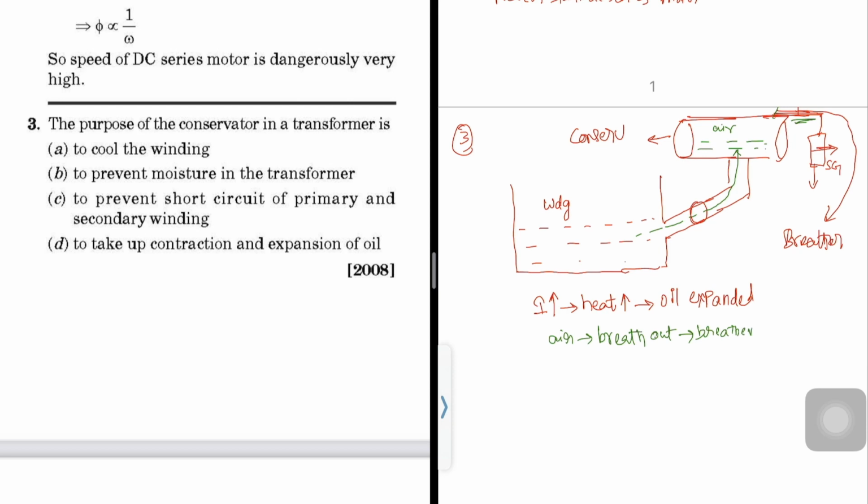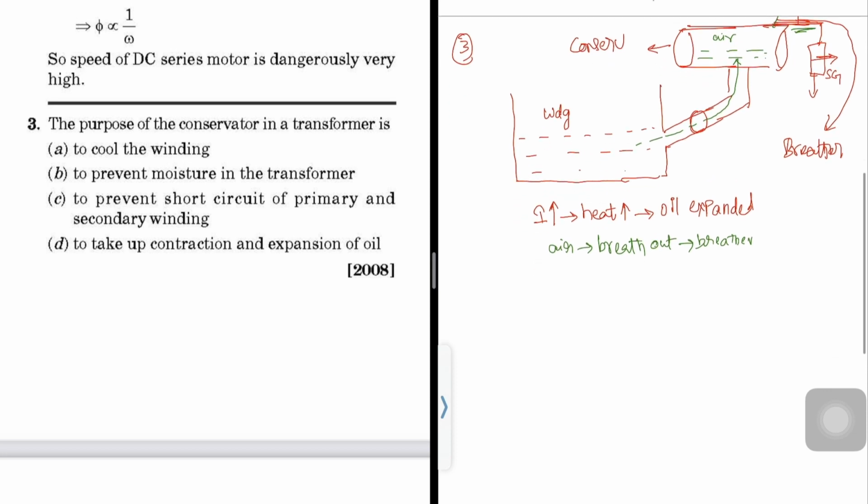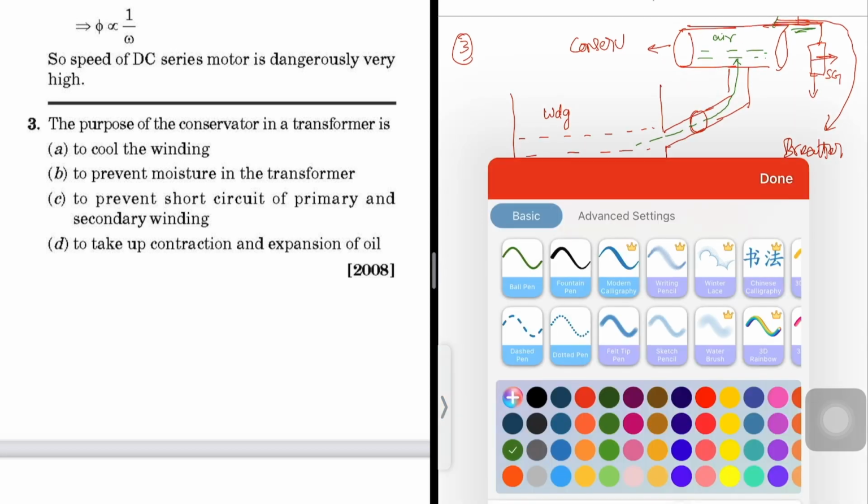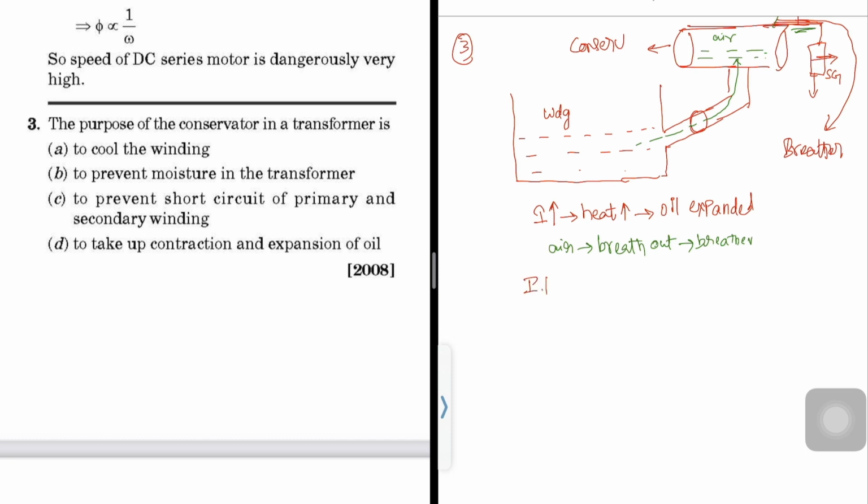So during overload condition, the conservator will take the oil into the conservator tank. Suppose the load is less, so the oil gets contracted, right? The oil in the conservator tank will again come back to the transformer tank. This is what the breather does: from the atmosphere, air will be taken into the conservator tank.